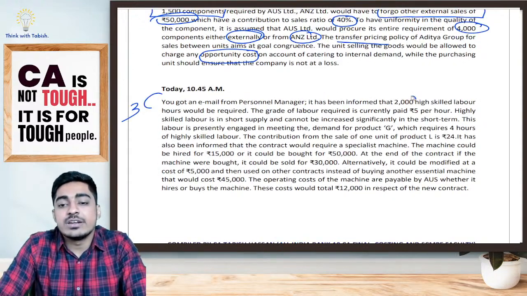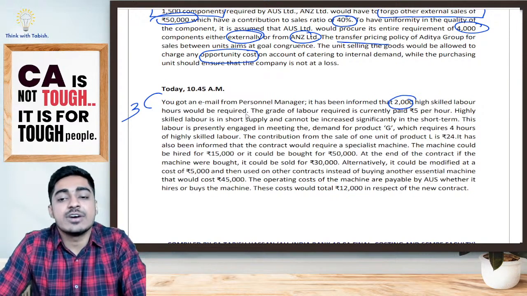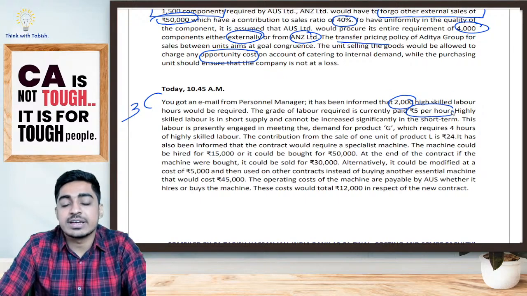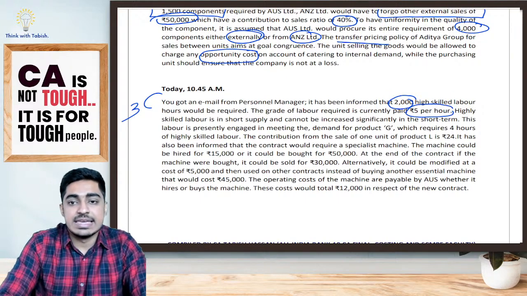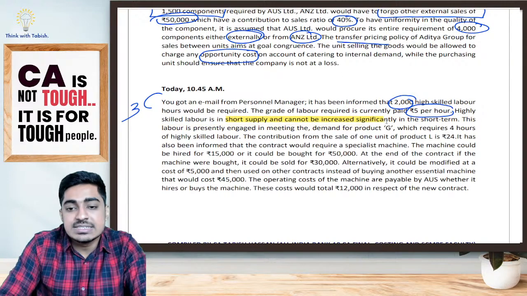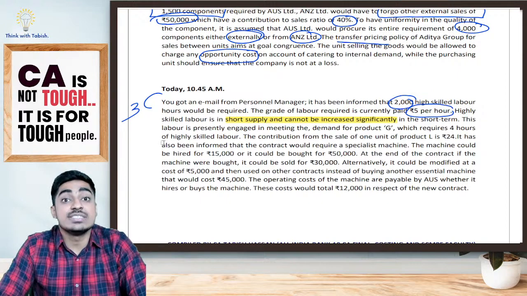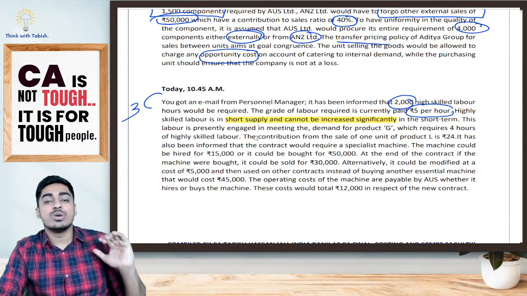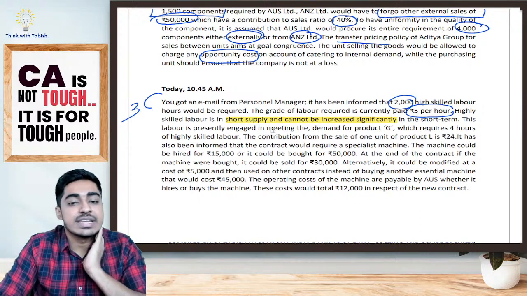It is informed that 2,000 high skilled labor hours are required. 2,000 hours of employee is required. The grade of employee is currently paid 5 rupees per hour. The employee is in short supply and cannot be increased significantly. Permanent employees, it is in short supply. So wages plus the opportunity cost is relevant.